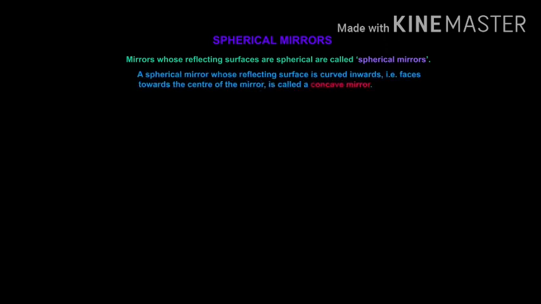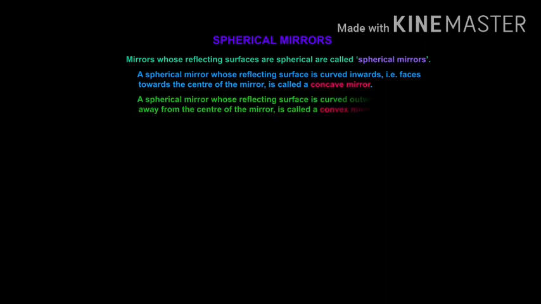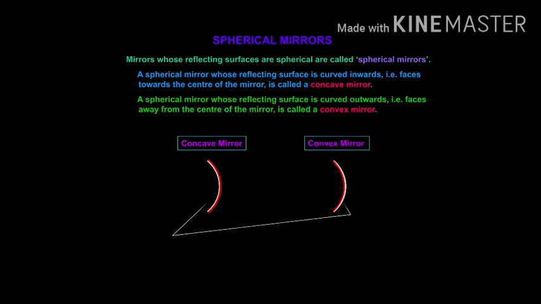A concave mirror is a mirror whose reflecting surface is curved inward, and on the other hand, a convex mirror is a mirror whose reflecting surface is curved outwards. So, we will see it diagrammatically. So, this is a concave mirror and this is a convex mirror, and these are the reflecting surfaces, and the painted surface is red. So there are two types of reflecting surfaces.